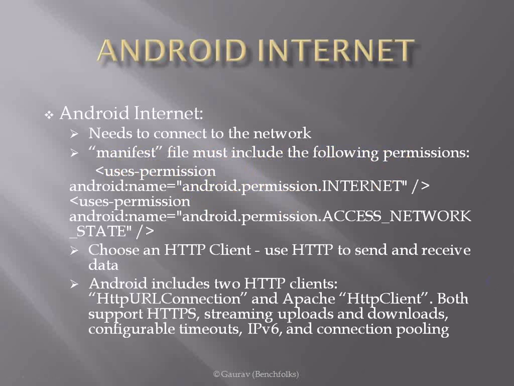So for those two checks, we need one more permission, that is with the name ACCESS_NETWORK_STATE. You need to access the network state, whether your network is working properly or not. So for that we have some code, and that code requires this permission. Now next, when you try to connect to the internet, you need to do the following steps.